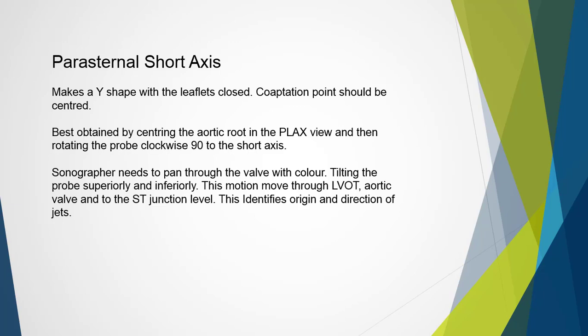In the parasternal short axis window, the leaflets make a Y shape when the leaflets are closed, and again the coaptation point should be relatively centered. The sonographer needs to be able to pan through the valve again with colour, tilting the probe superiorly and inferiorly, thus moving up to the sinotubular junction level and then down into the LVOT. Again, this obtains the origin and the direction of jets, which is important for the analysis of severity.